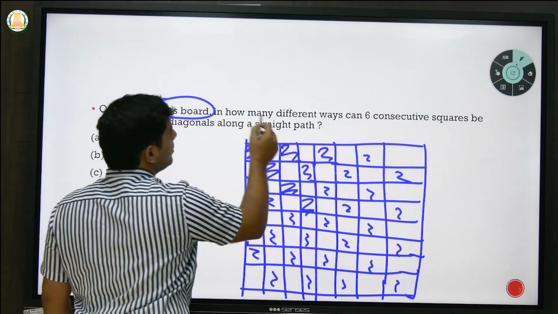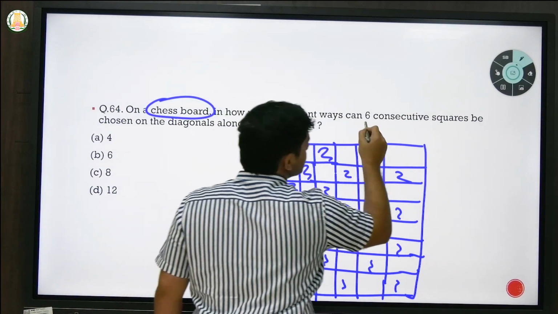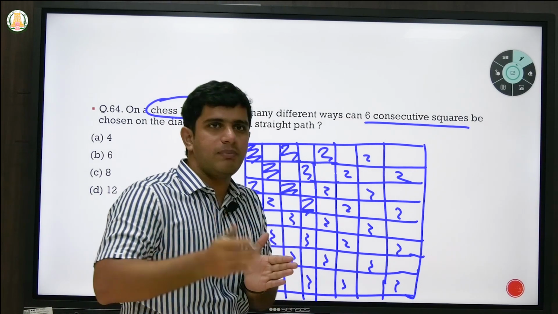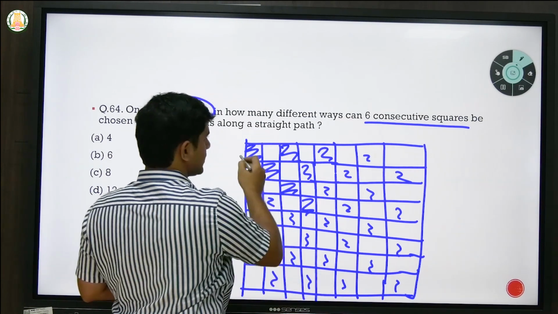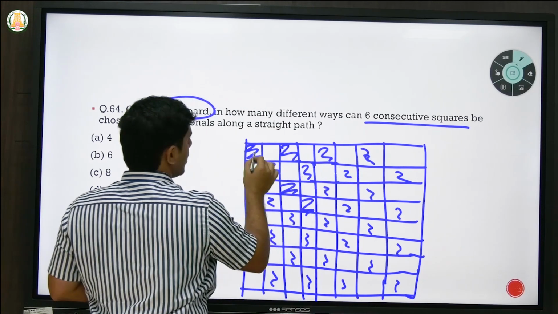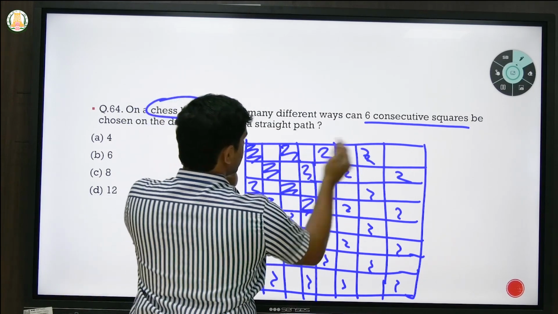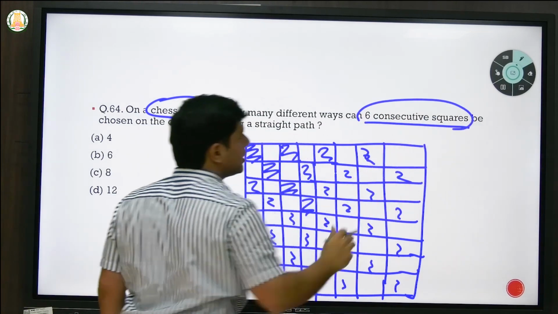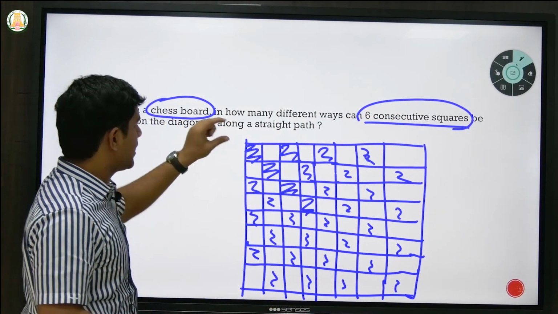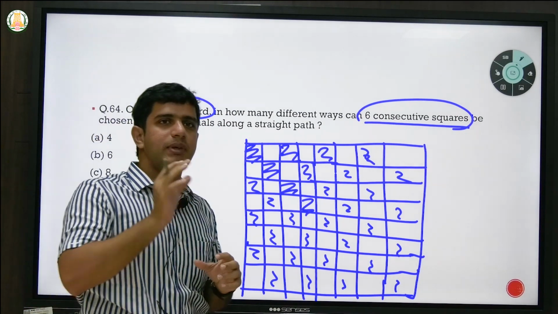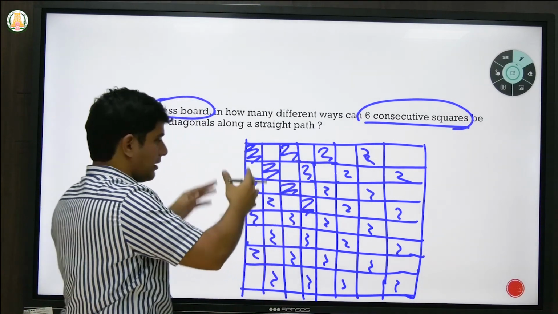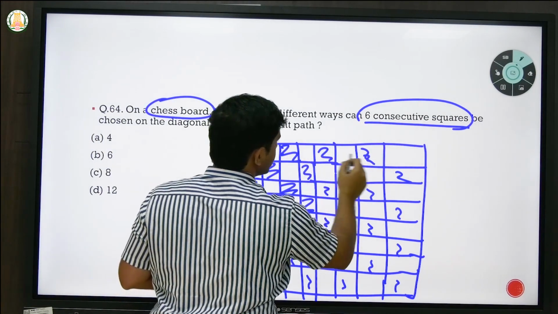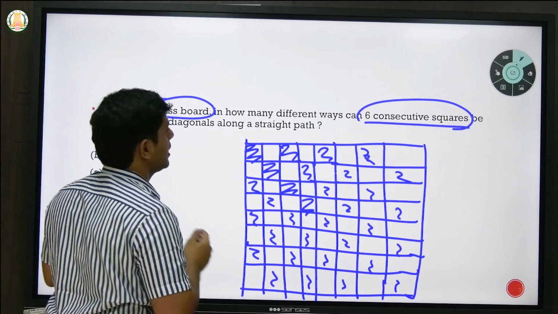What is he saying? In how many different ways can 6 consecutive squares? What are these consecutive squares? Those which are side by side. So, if you want 6 consecutive squares in this row, 1, 2, 3, 4, 5, 6. These are continuously arranged squares. That is what he means by 6 consecutive squares. So, in the question, there are multiple terms, so we have to understand the meaning of each term, and then we will be able to solve the question. He's saying 6 consecutive squares, which should be continuously arranged.